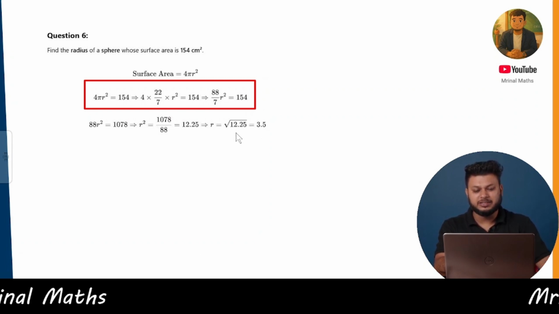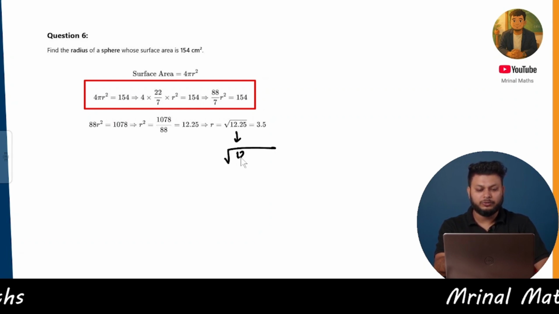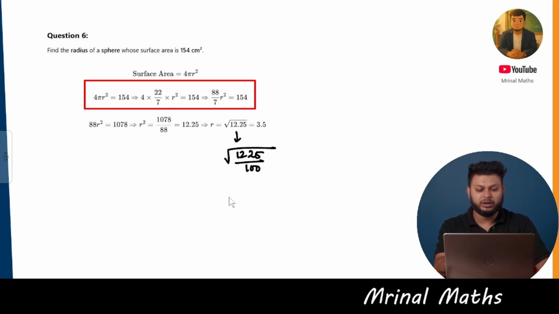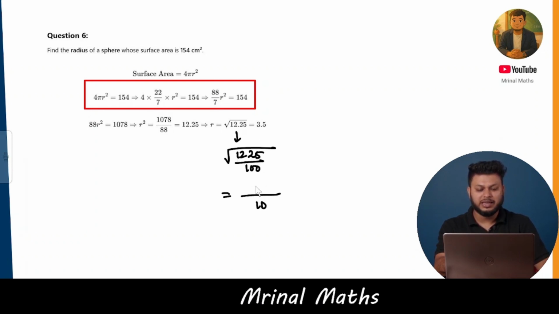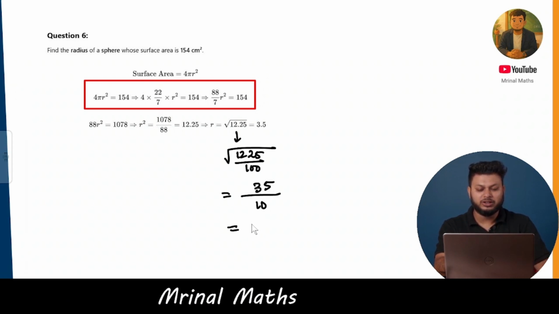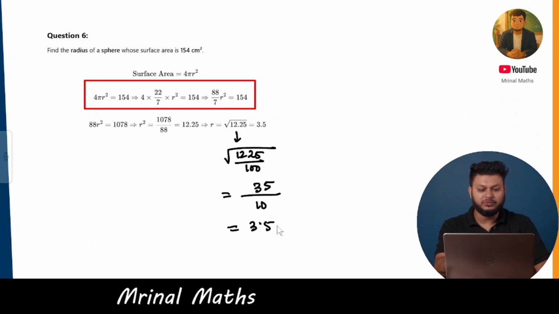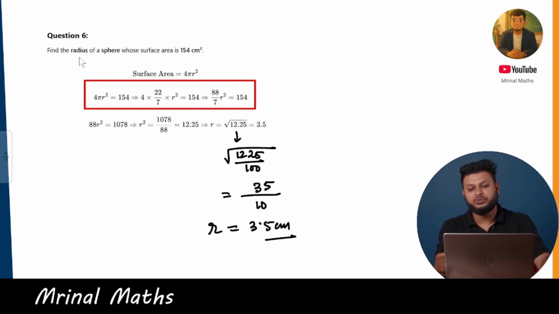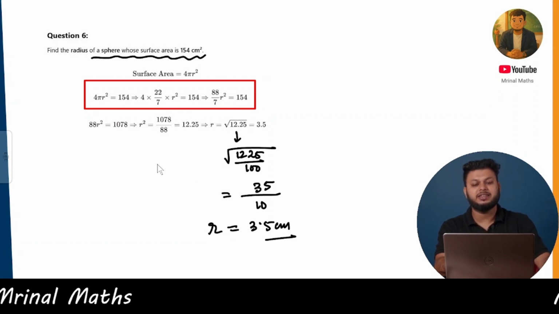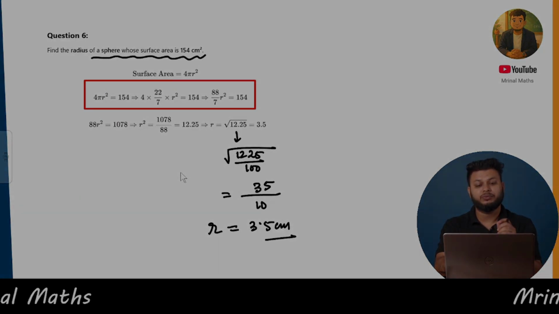Now this step I can simplify for you. Here you see square root of 12.25, so you can write 1225 divided by 100. As you know, square root of 100 is 10 and square root of 1225 is 35. Now since you have a 0 here, bringing the decimal one digit before, that is 3.5 centimeter. So this is the radius of the sphere whose surface area is 154 centimeter square.